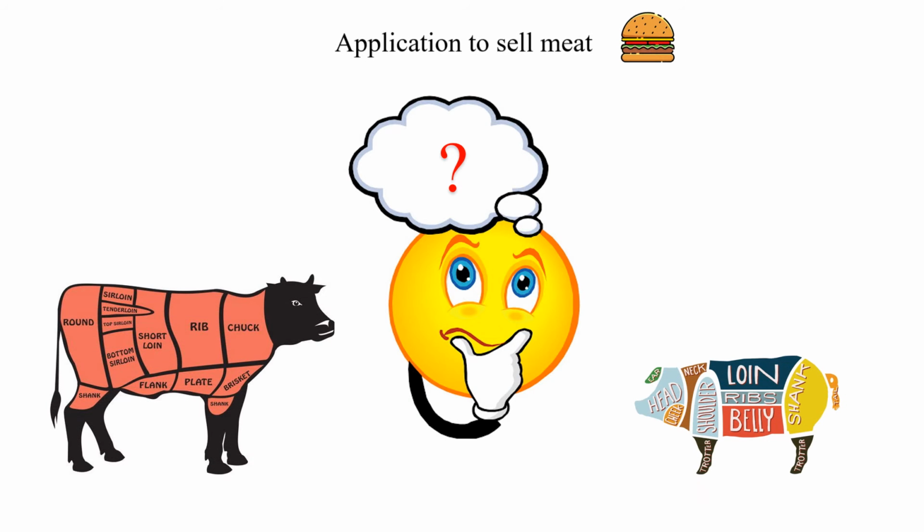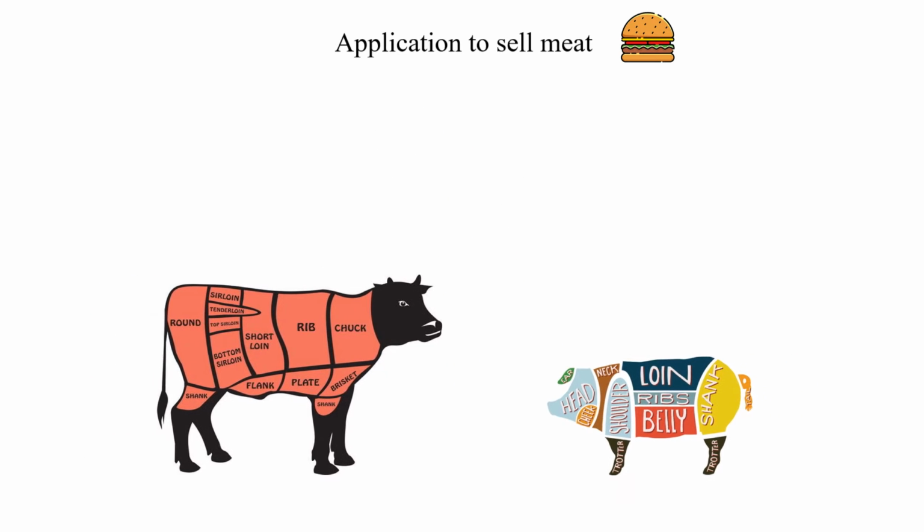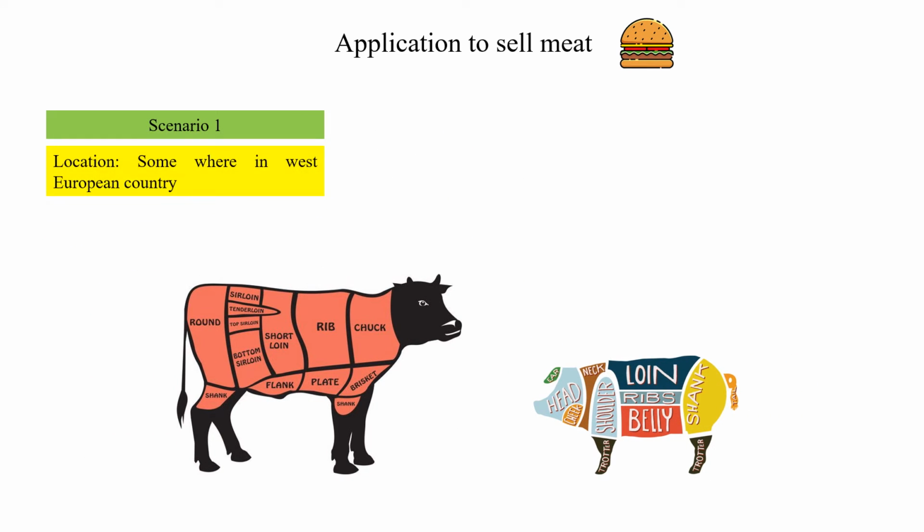We are going to design an application to sell meat, and we want to choose an icon for the application, cow or pig. To have a better understanding, let's look at 3 scenarios. First scenario, the target place is somewhere in a West European country. To choose a better icon, we should understand that in these countries, both meats, beef and pork, can be found in the food basket. So choosing either of them is totally okay.